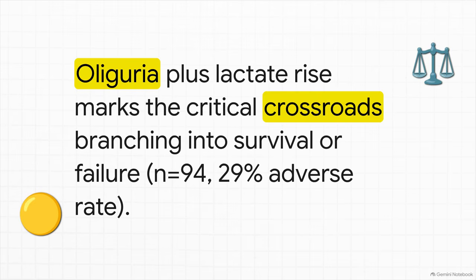And right there in the center of that graph, a golden ring highlights the crucial hub node. For our specific cohort, that node is oliguria plus a lactate rise. This spot marks the critical clinical crossroads where the population dramatically branches, either into a survival trajectory or a failure trajectory. Knowing that you are standing at the hub node changes absolutely everything about how you treat the patient in front of you.